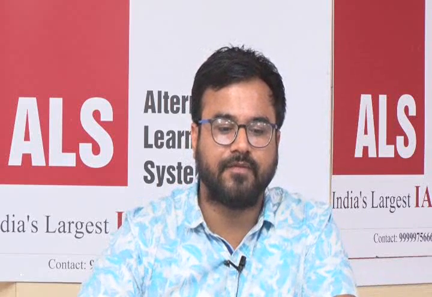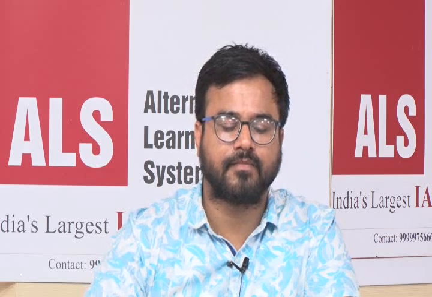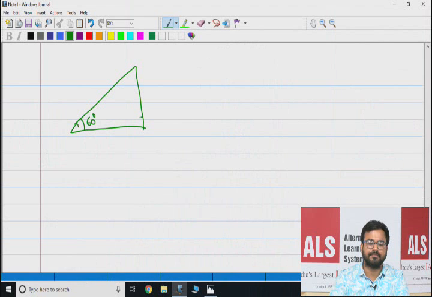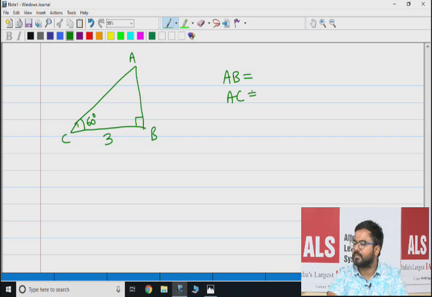So suppose this is a right angle triangle, if I say that this angle is 60 degree, this side is 3, right? So what you have to do, tell me the length of AB and length of AC. Right angle triangle is given, one of the angles I have told you that is 60 degree, and the base is given, 3 meter. So tell me the other two sides of the right angle triangle.